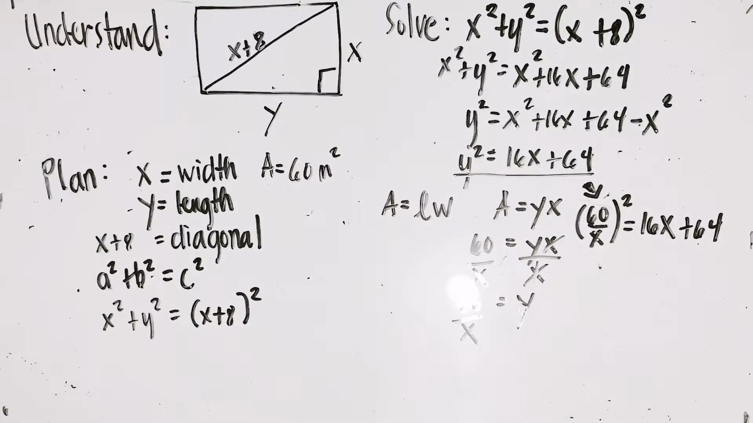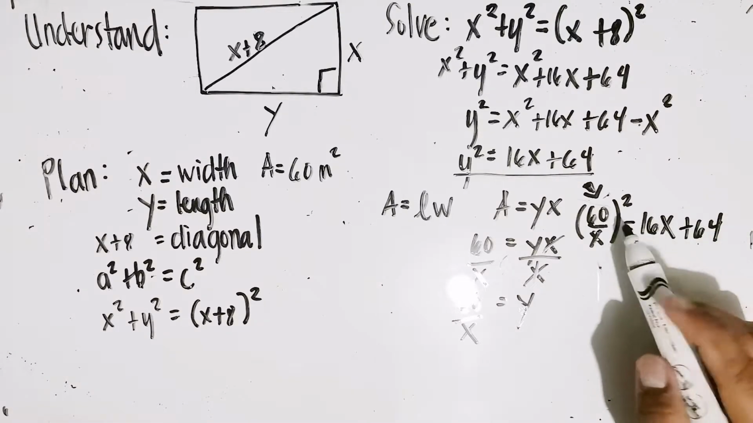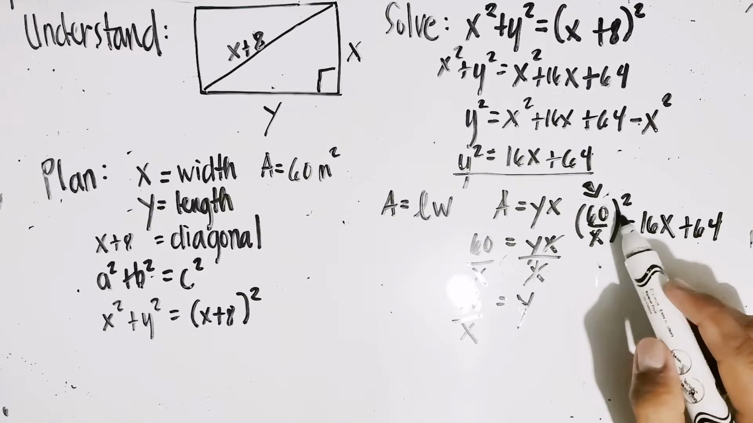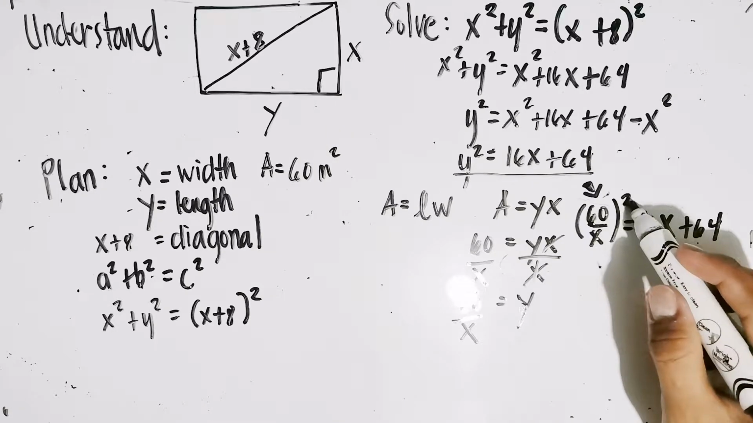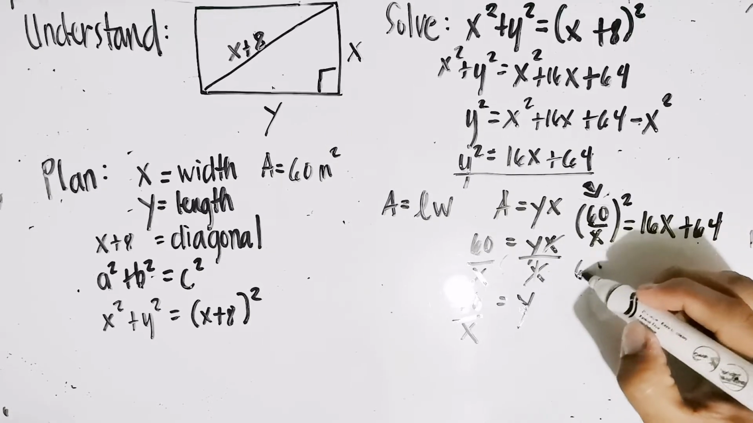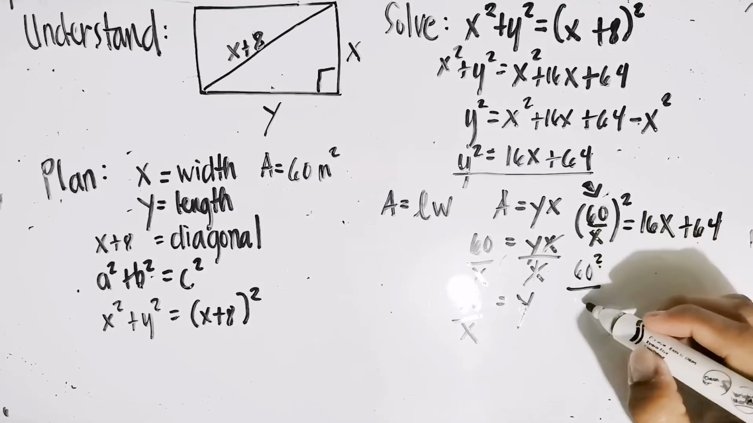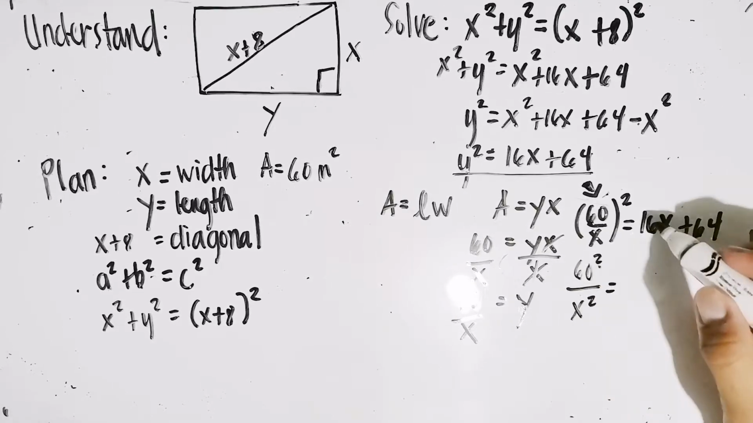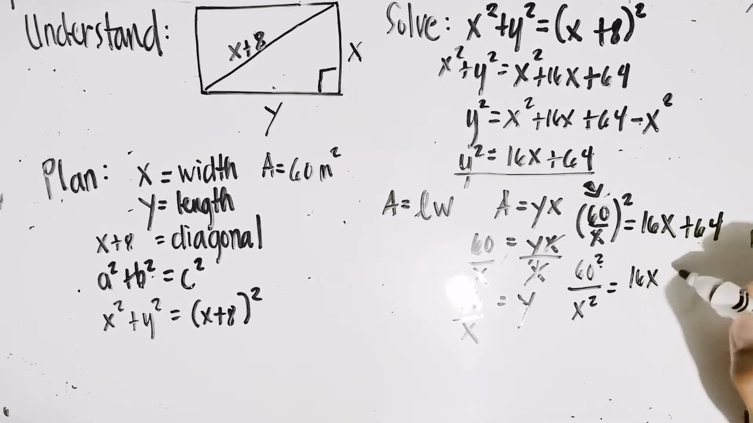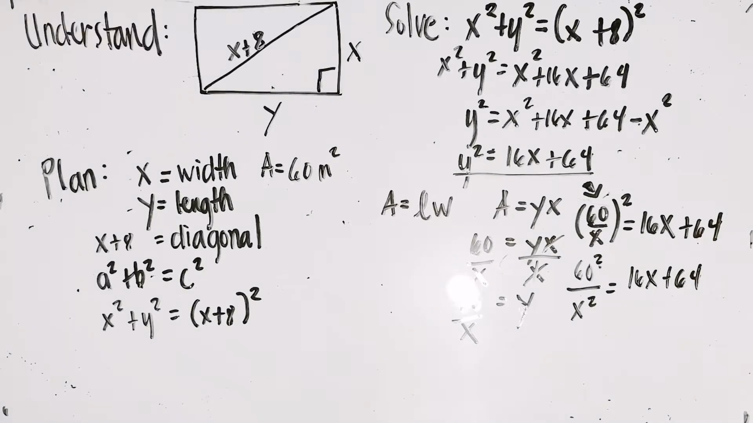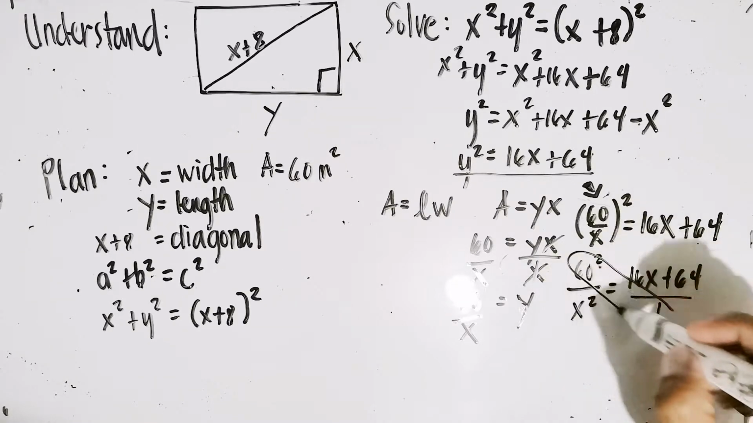Next, we will do cross multiplication. Before that one, let's operate the operation here. So distribute this one. We have 60 squared over x squared is equal to, copy, 16x plus 64. Do cross multiplication. As we all know, this one is over 1. So cross multiplication.